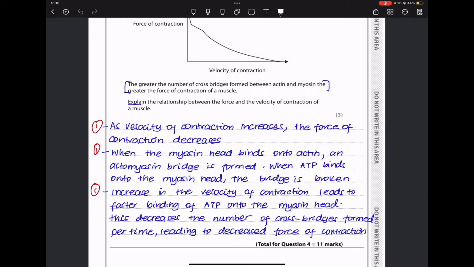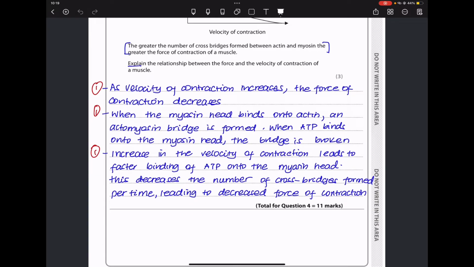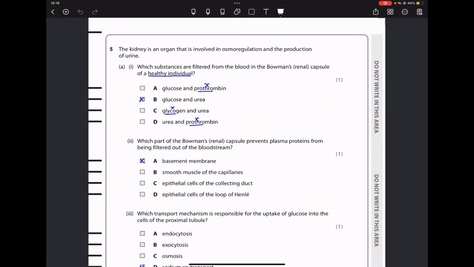I hope this part, when I put per time, is not confusing. I mean, at one given time, observing the whole muscle, there will be fewer actin-myosin bridges, but the rate at which they're coming and going is still going to be fast because you're increasing the velocity of the contraction. So this brings us to the end of question 4. Let's continue to question 5.